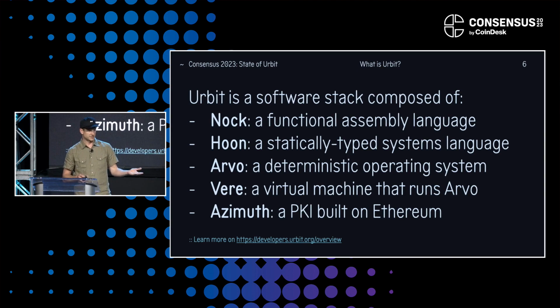This is literally what it is. It's a functional assembly language called Nock. It's a statically typed systems language called Hoon. It's a deterministic operating system called Arvo, a virtual machine called Vere, and a PKI, public key infrastructure, called Azimuth, built on Ethereum. It's been under development for about a decade, which is a little bit of time. But this isn't the angle I want to go down for explaining what Urbit is. We're going to take a different tack.